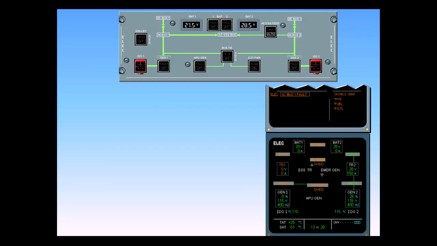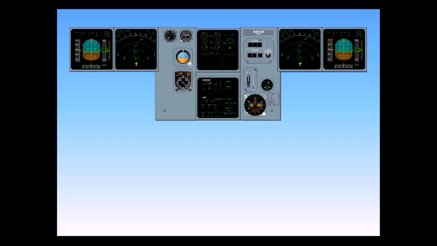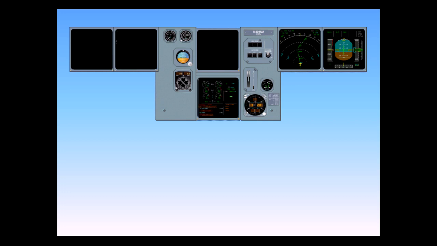When power is lost to either DC bus, the DC tie bus relay automatically closes and repowers the dead bus. In this case, both DC1 and the DC battery bus are repowered by TR2 through DC2. However, with the loss of AC Bus 1, AC Essential and DC Essential both remain unpowered.